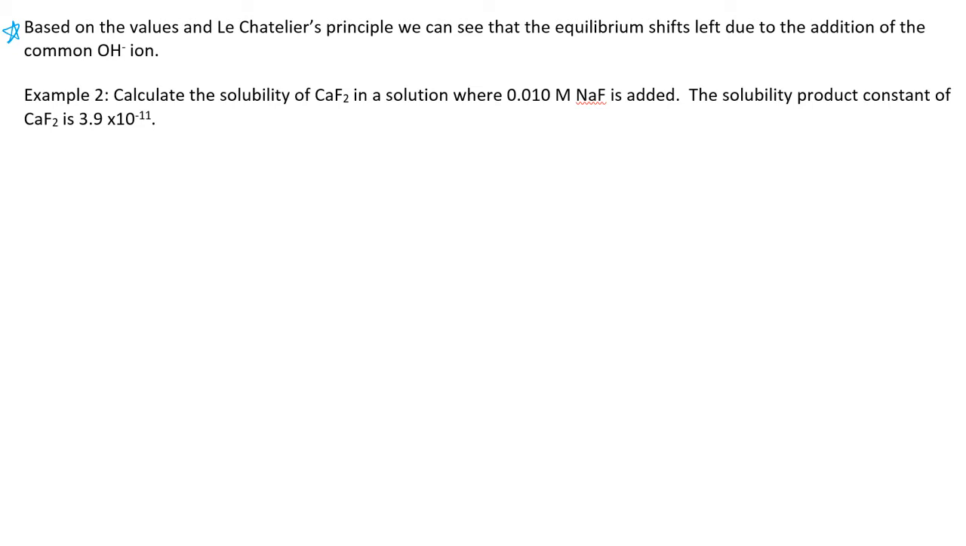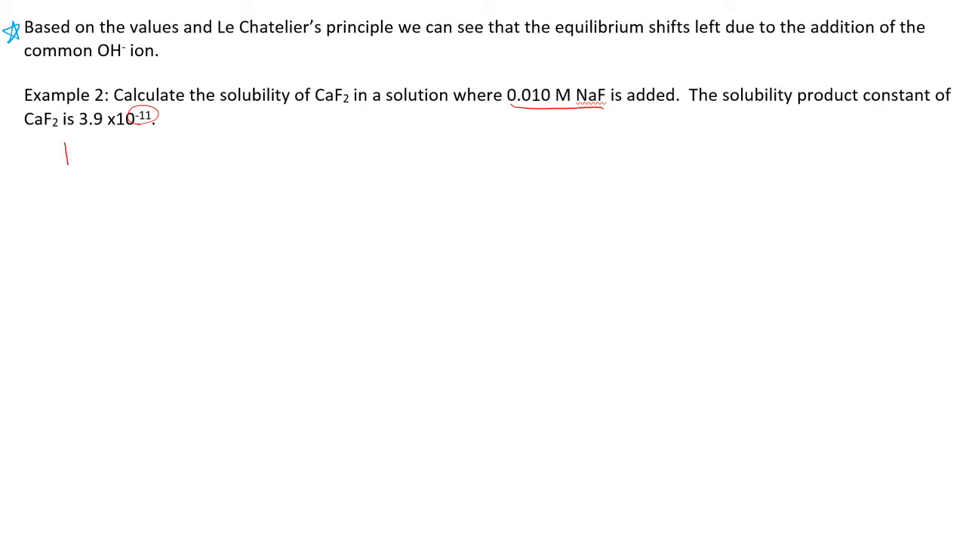For this second example, it says calculate the solubility of calcium fluoride in a solution where 0.010 molar sodium fluoride is added. So we're using that same molarity there, which is fine. The solubility product constant of calcium fluoride is 3.9 times 10 to the negative 11th. Still a pretty small value because of that 10 to the negative 11th. We'll see if we are able to make that same assumption.